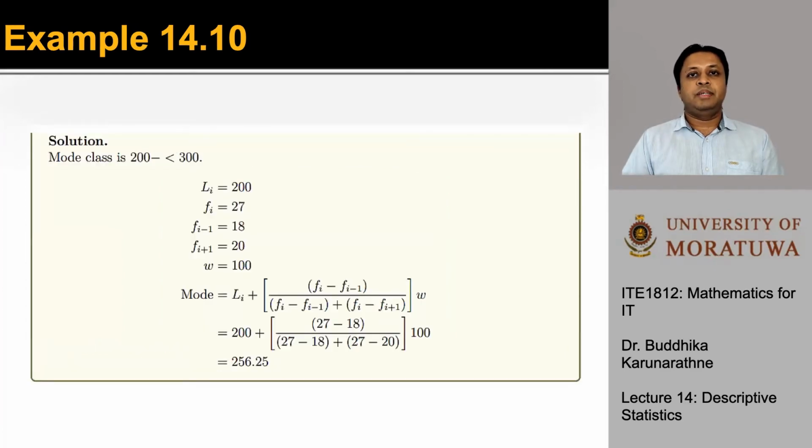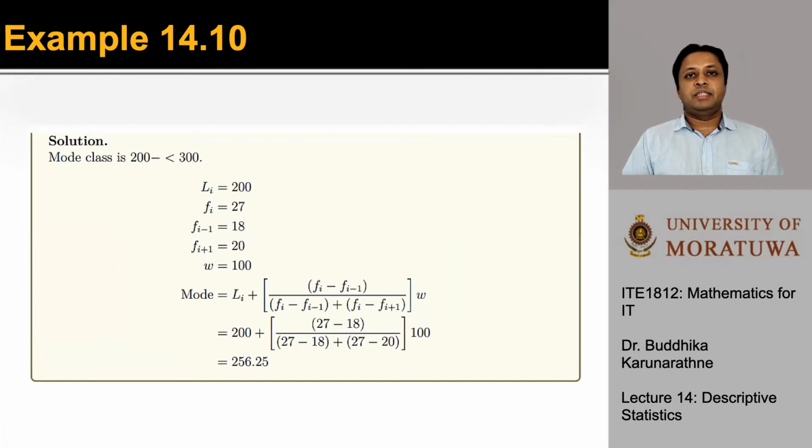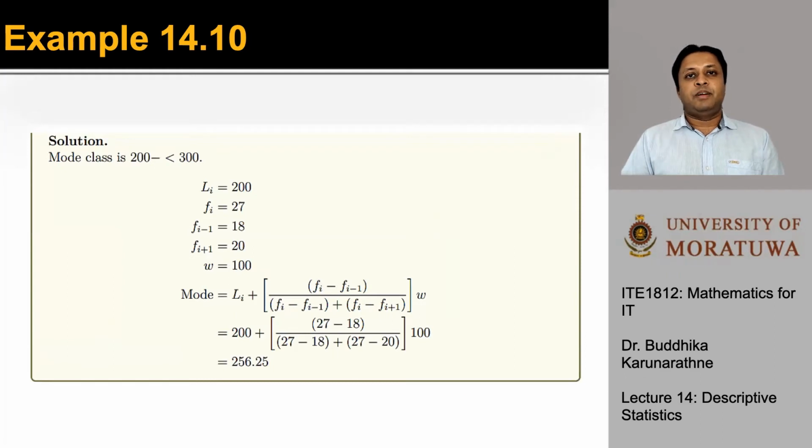And then you have to substitute in the equation. So Li is 200, which is the lower boundary of the modal class. Fi is 27, which is the frequency of the modal class. And Fi minus 1 is 18, which is the frequency of the previous class. Fi plus 1 is 20, which is the frequency of the next class. And W is 100, which is the width of the modal class. You substitute all these values in the equation, and you get the value for mode to be 256.25.